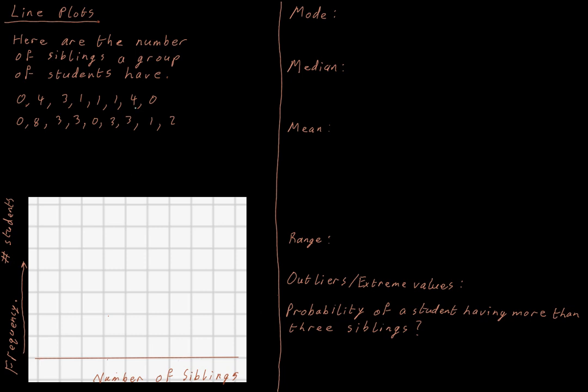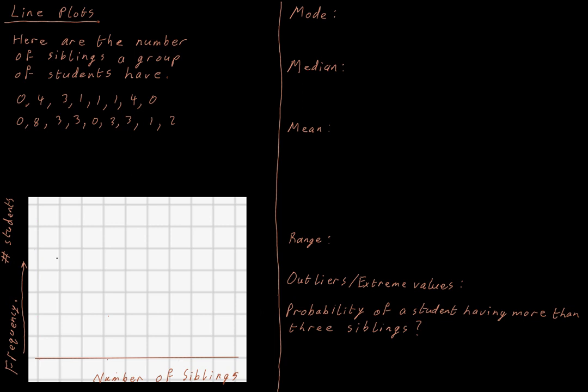So each one of these is a student, and the number is the number of siblings that they have, the numbers of brothers or sisters that they have. So what we're going to do is put our numbers of siblings, our different data values, along the bottom. Those are going to be our categories, and then how often we see that number of siblings is going to be our frequency, what we're going to count up along the up and down axis.